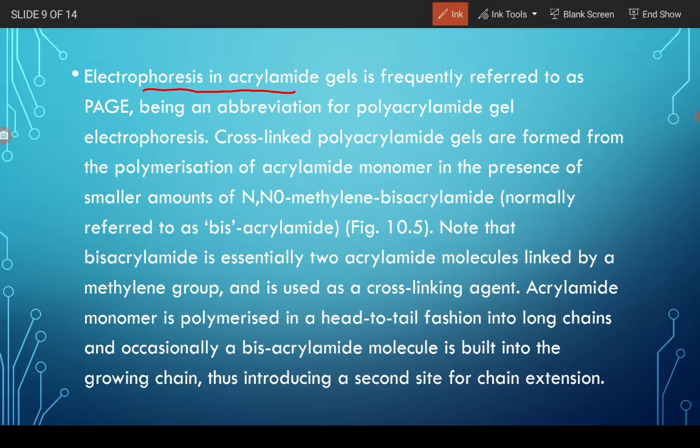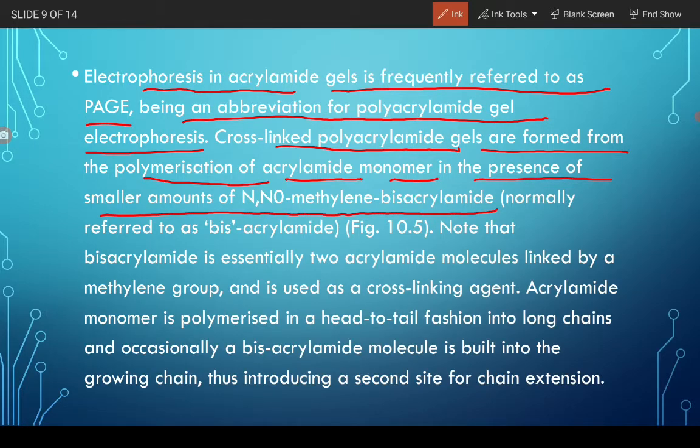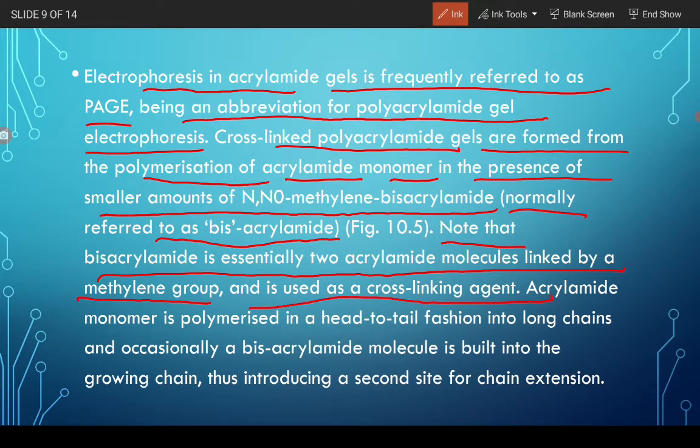The electrophoresis in acrylamide gel is frequently referred to as PAGE, an abbreviation of polyacrylamide gel electrophoresis. Now, cross-linked polyacrylamide gels are formed from polymerization of acrylamide monomers in the presence of a smaller amount of N,N-methylene bisacrylamide, normally referred to as bisacrylamide. Bisacrylamide is essentially two acrylamide molecules linked by a methylene group and is used as a cross-linking agent.